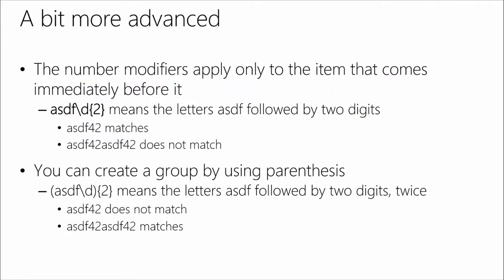So in other words, ASDF 42 matches because it's 2 digits. But if I said ASDF 42, ASDF 42, that does not match because the 2 does not apply to the entire thing. Here we go. Well, sort of. There we go. It doesn't apply to the entire thing, but rather it only applies to what immediately precedes it. So it's that \d that immediately precedes it, so it's only talking about digits. If you did in fact want a group, then you could go ahead and put that inside of parentheses.